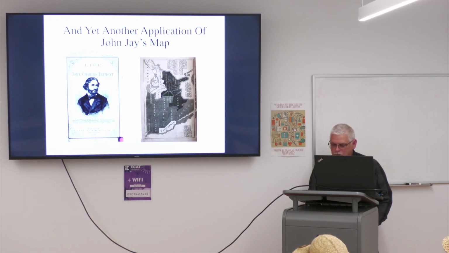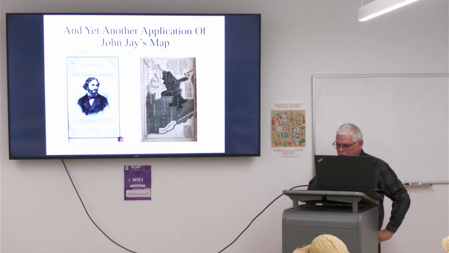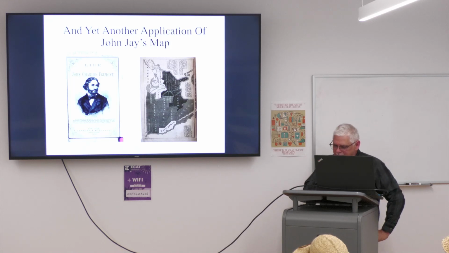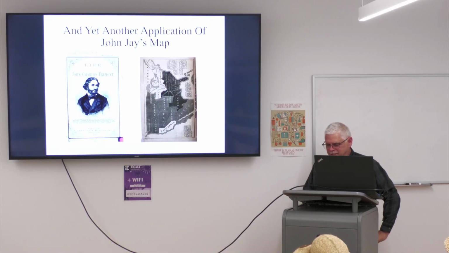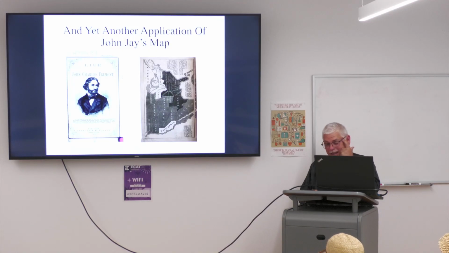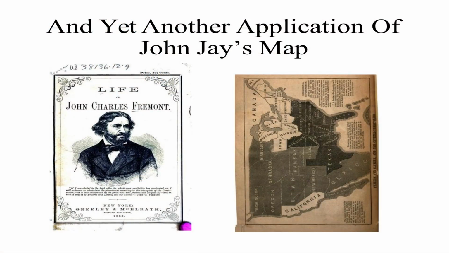Now, John Jay's map was also used verbatim in the 1856 Life of John Charles Fremont, published by the editors of the New York Tribune. And I guess here's a trivia question. Why would a biography of John Fremont be significant in 1856? The answer is he was the Republican presidential candidate in 1856, who ran against James Buchanan. So in this biography of John Charles Fremont, they included that John Jay map as an argument against slavery extension in Indian territories.